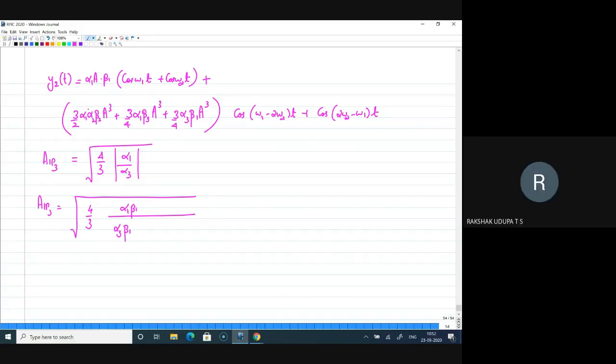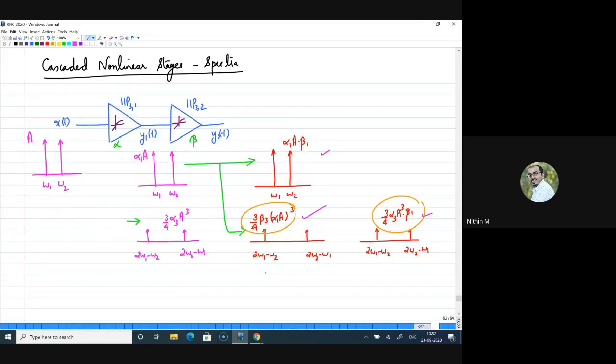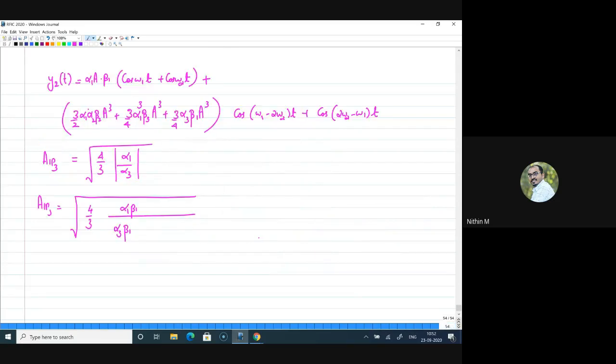Sir, second term should be alpha 1 cube, sir. 3 by 4 alpha 1 cube beta 3 a cube. Oh, you're referring to this term, alpha 1 cube, this one. Yes, sir. And then this should be beta 1 cube. Let me just check it. Alpha 1 cube a cube. Yeah, correct. Thank you, Nagesh. So if I write, can you guys try?